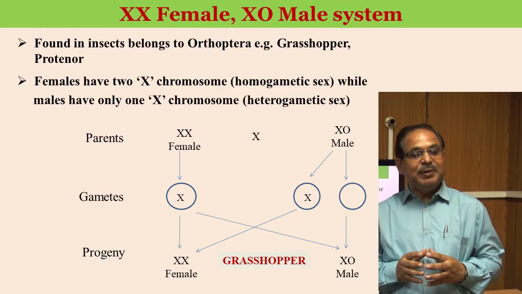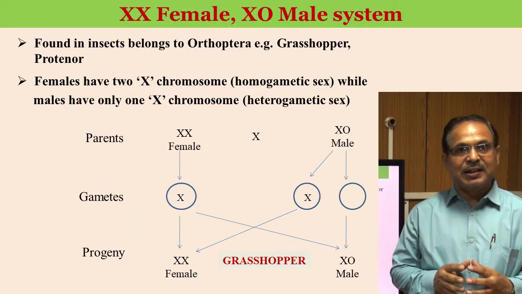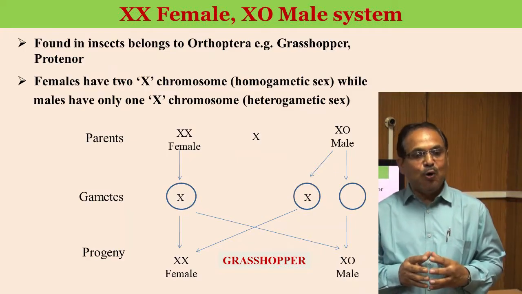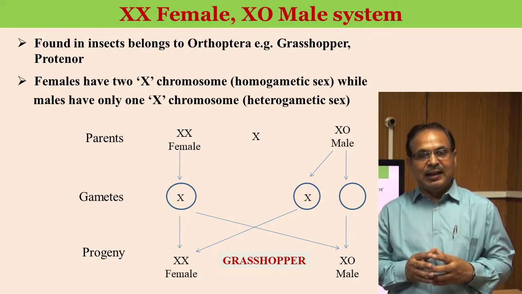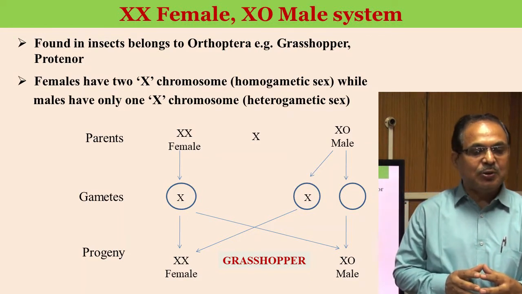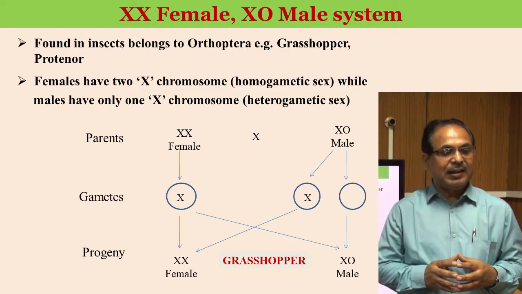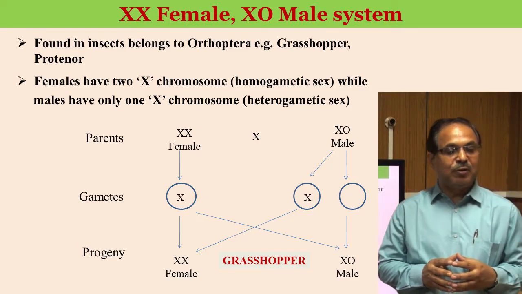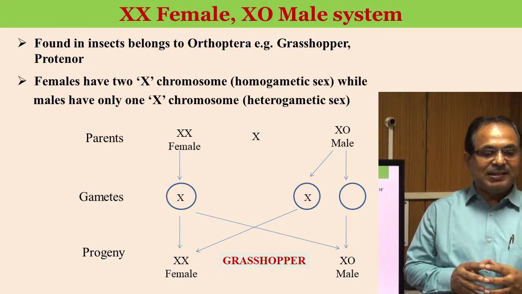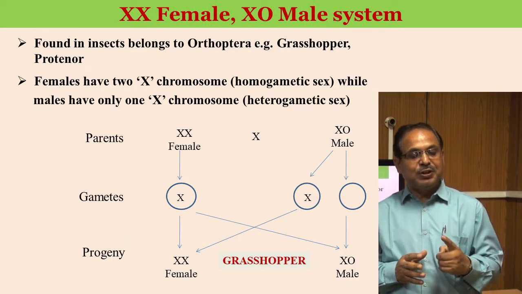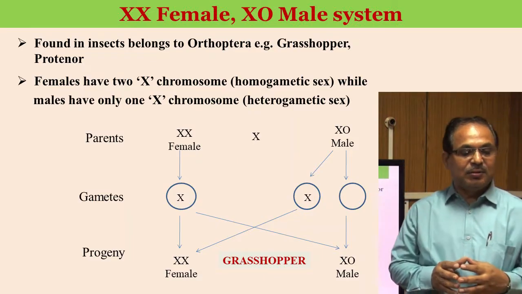In this case, females have two X chromosomes, and that's why they are called the homogametic sex, while males have only one X chromosome. That's why they are called the heterogametic sex. In the case of grasshopper, we can see that the gametes produced from the female parent all carry one X, whereas in the male, one gamete carries an X and the other is a null gamete.